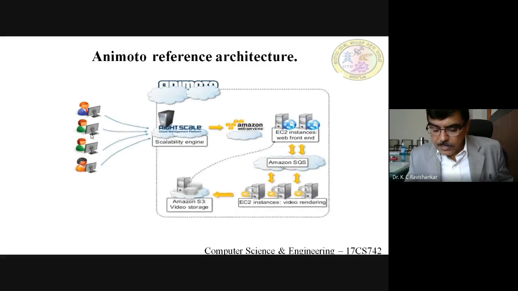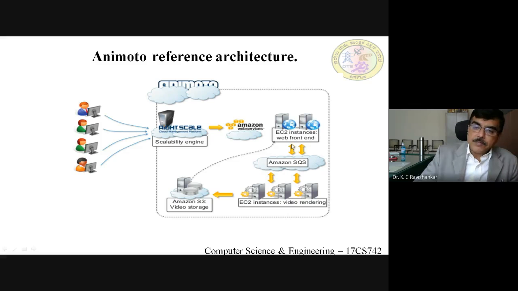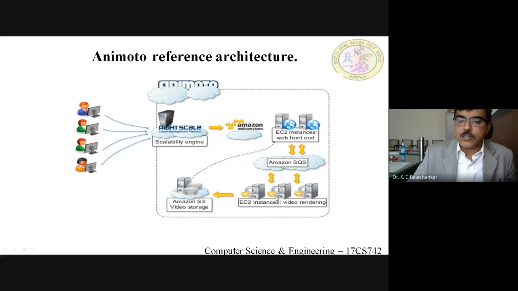The Animoto reference architecture is given. Just look at this picture. RightScale is one cloud service provider. Again, scalability facility. RightScale is connected to Amazon Web Services for the EC2 instances of the web front. Amazon S3, the Simple Storage Service, is used for video storage. EC2 instances are used for video rendering. This gives the architecture for Animoto.